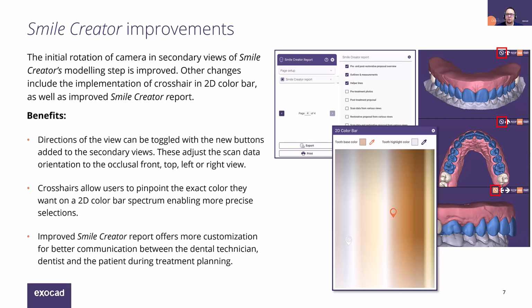And then for shade selection, within the 2D color bar, there have been some crosshairs added for the tooth base and the highlight color. These are visible at all times, and you can left click and drag those on the fly. So a little more streamlined approach and more visibility.